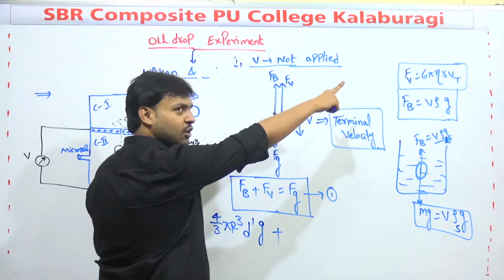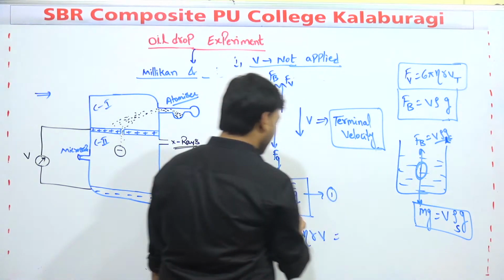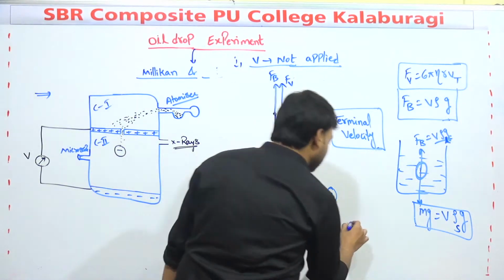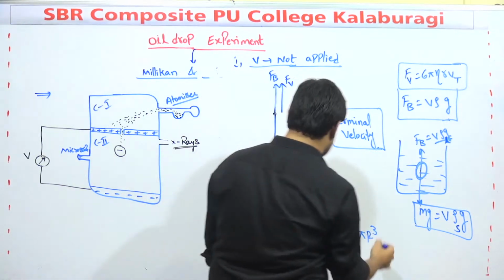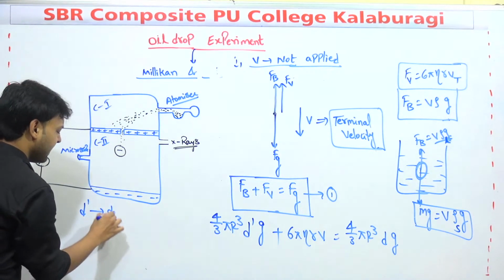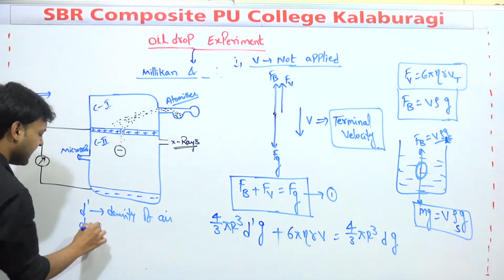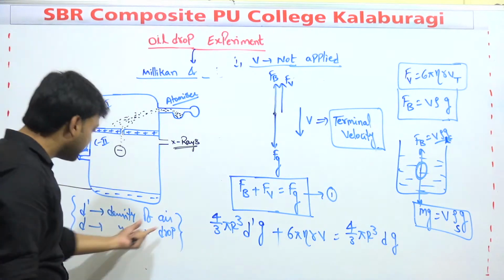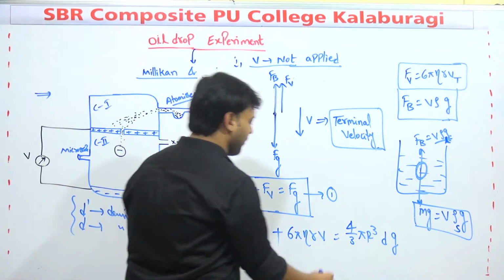Plus viscous force, we know the formula: 6 pi eta r v, which equals Fg. What is Fg? Fg is nothing but Mg. Mg, again I can write as 4 by 3 pi r cube, now the density of the drop I am writing as d, and G. If you want clarity, write d dash as the density of the surrounding, and d as the density of the drop. So this is equation 1.